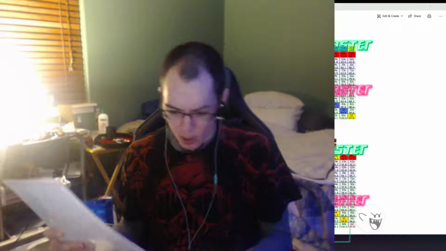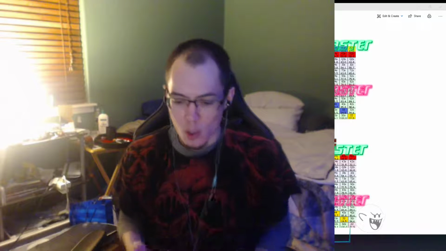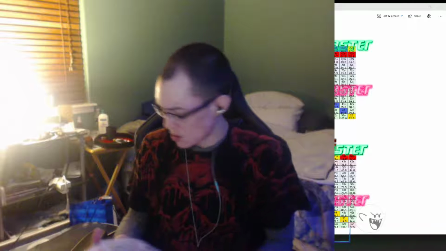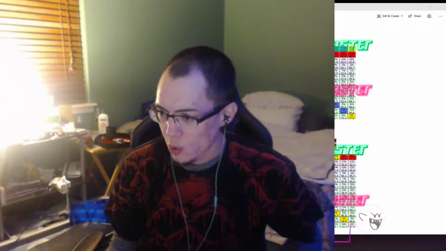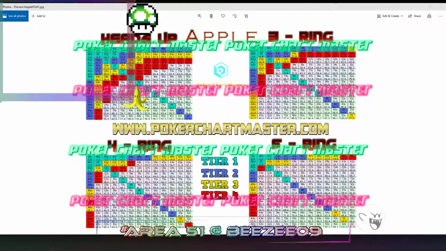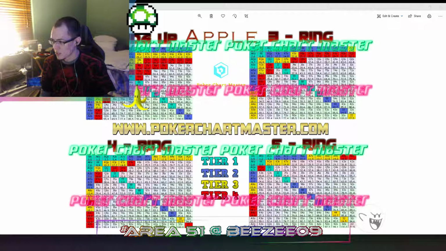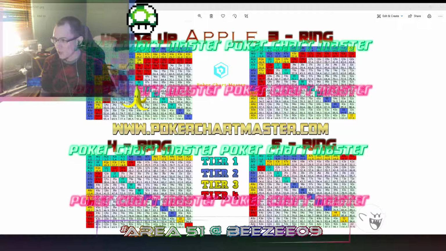So now that I've showed everybody what Poker Chart Master is, we're going to go into some basic strategy, and we're done with this one. And we're going to put back on the opacity. 75, good to go. I think it makes it look a lot smoother to the eye with the transparency.